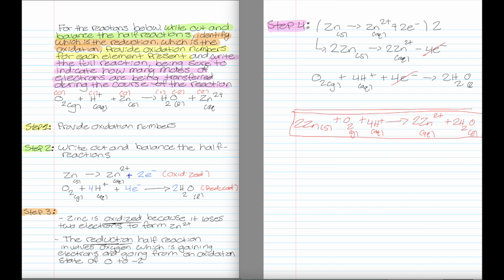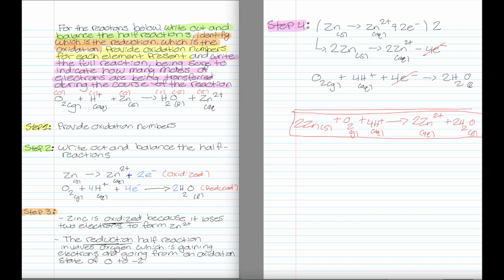It states O2 gas plus H plus zinc goes to liquid water plus zinc 2 plus. And we can see by the outlay of this question, I used color coding to highlight some of the steps that are presented in the outlay of the question. Step 1 being providing oxidation numbers to each element present.